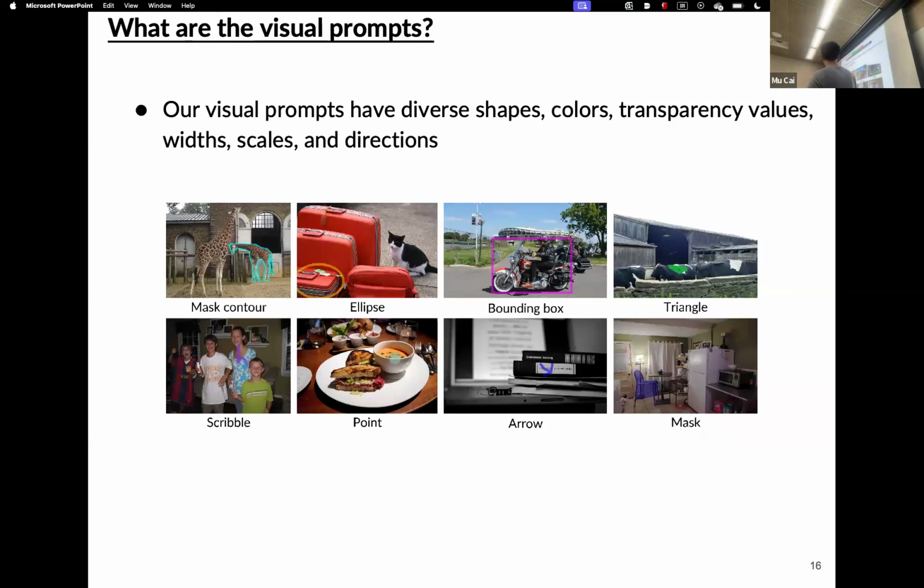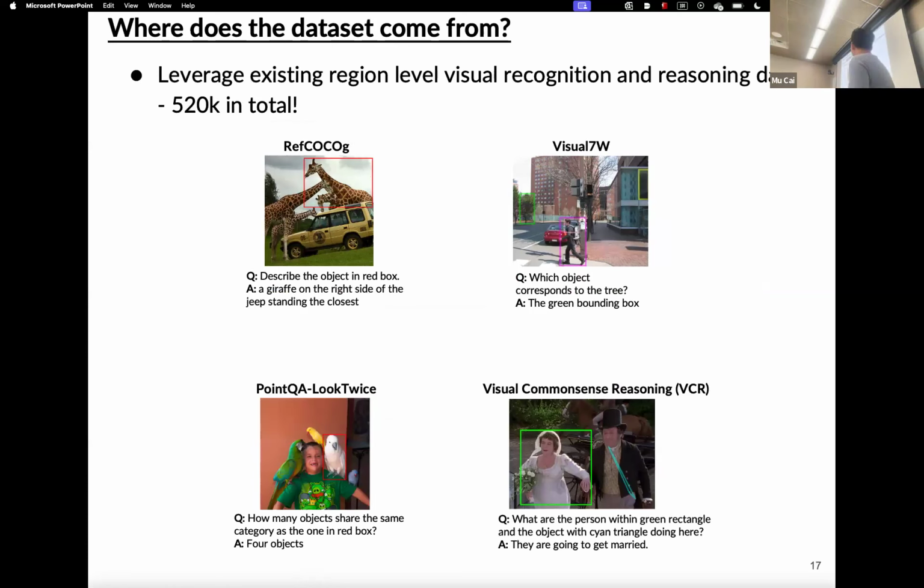People may be curious, what kind of data can we represent? We do experiments across 8 kinds of visual prompts, including mask contour, ellipse, bounding box, triangle, scribble, point, arrow, and mask. We use as many visual prompts as possible to reflect real-world referrals. Also, we randomize everything, like the transparency level, the shapes, the color, the scale, and the direction, to satisfy open-world user needs. And we collect a total of 520K data, including region captioning, describing the object in the bounding box, multi-region perception, like choosing the right region, object counting, and very difficult visual commonsense reasoning. For example, we want to reason about the relationship of two objects, like what they are going to do and why they are going to do certain things.